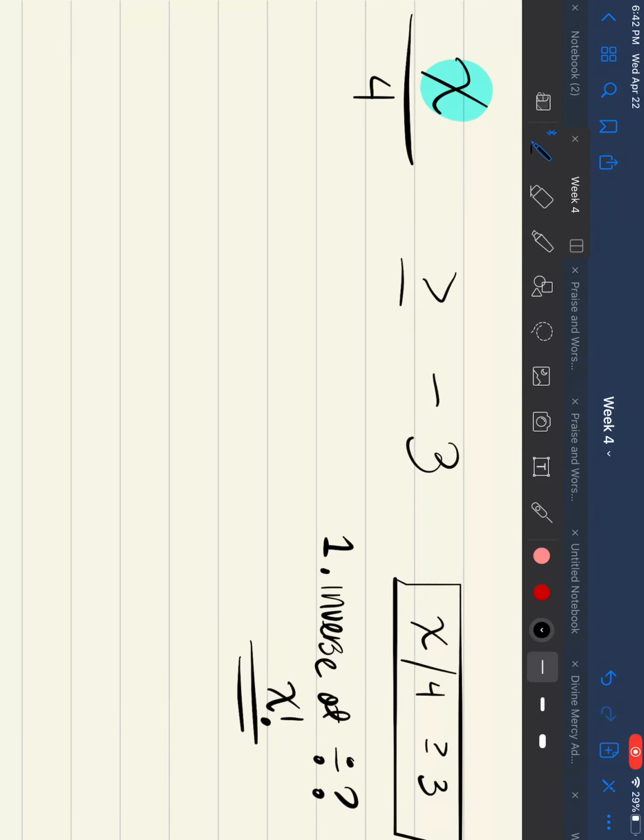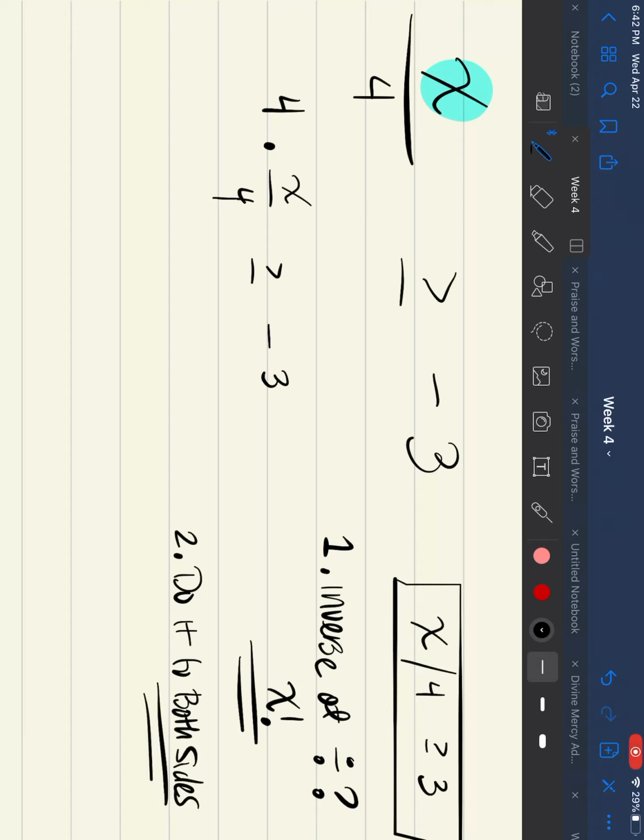So let me just rewrite this real quick. I have x over 4. I'm going to rewrite it for space. And I'm going to multiply by 4. Step 2, don't forget to do it to both sides. Do not forget to do it to both sides. I'm also going to multiply by 4 over here.